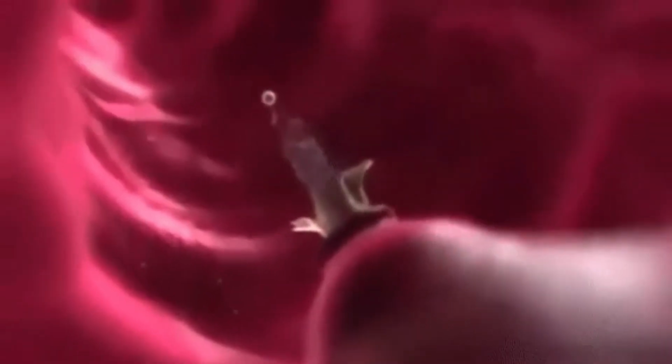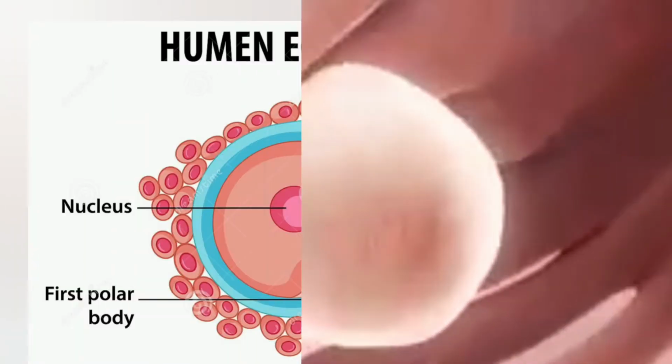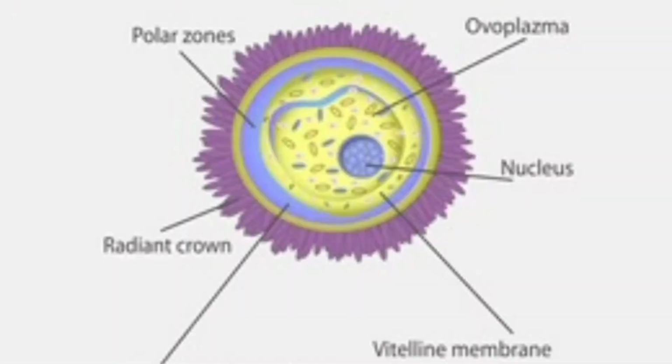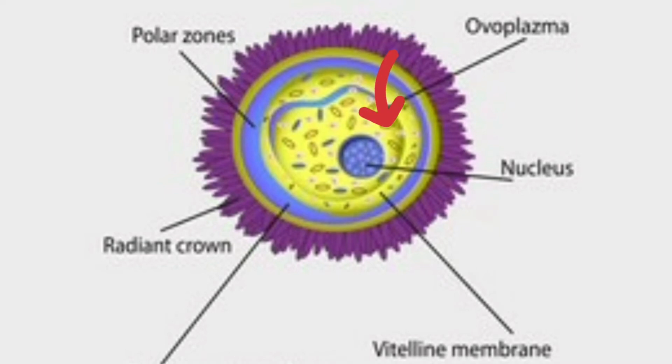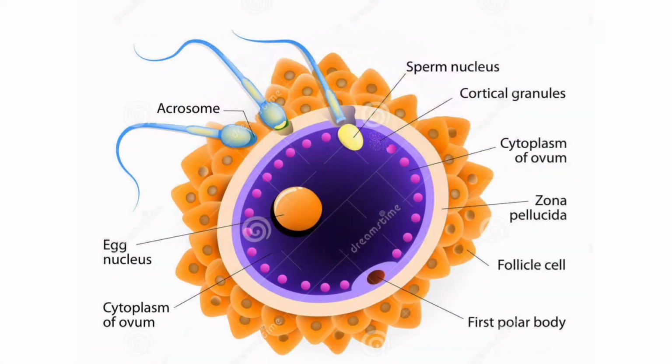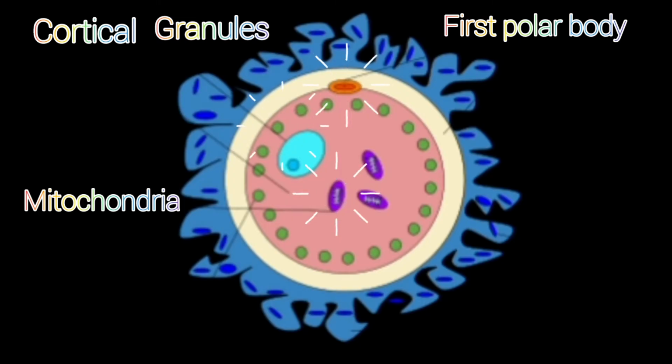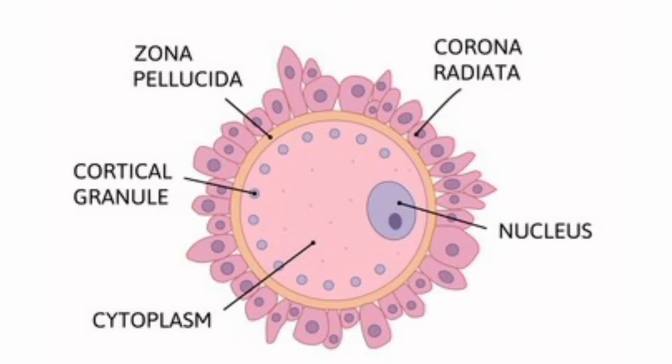The ovum is covered by its own membrane called plasma lemma or oolemma. The cytoplasm of the ovum is called ooplasm. In the outer region of the ooplasm, it contains a number of mucopolysaccharide cortical granules. The cytoplasm contains microtubules, mitochondria, ribosomes, RNA, protein, glycogen particles, and lipid globules.